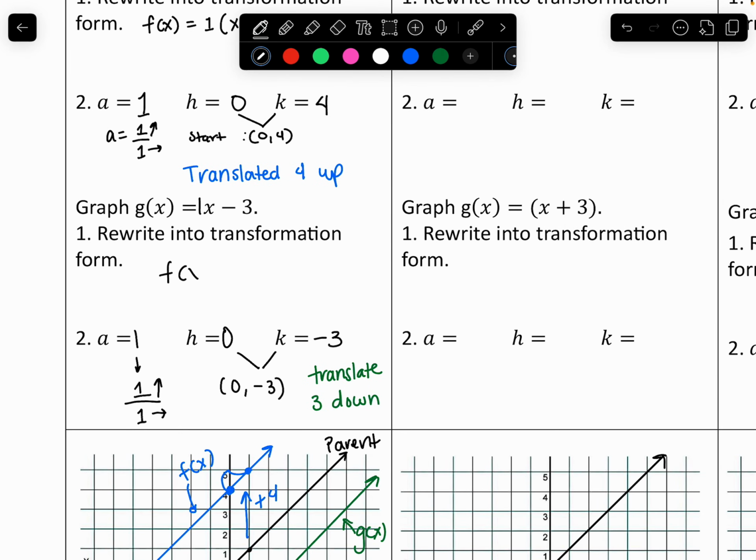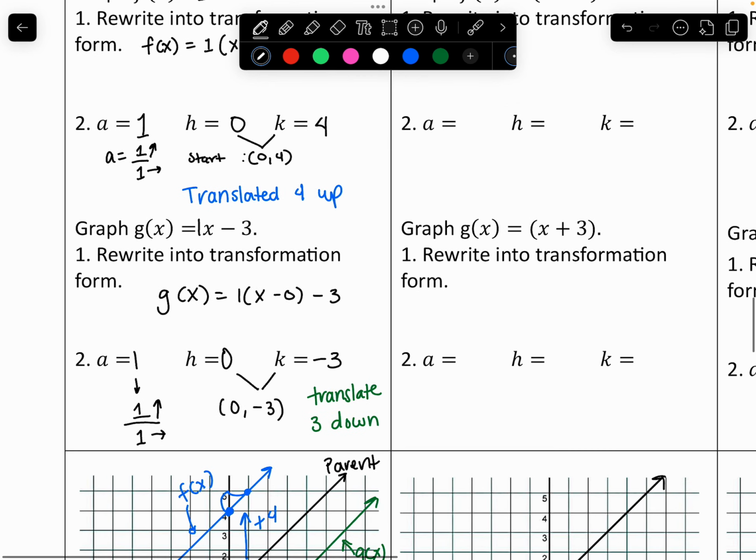So let's just write the transformation form here. g of x equals 1x minus 0 minus 3. So this is what it would look like. Again, this is just point slope form. We just moved the y1.